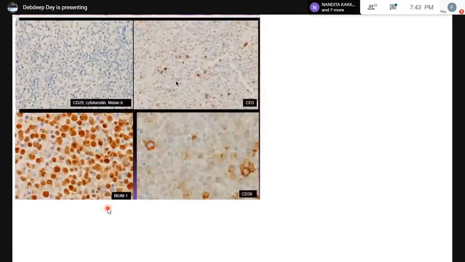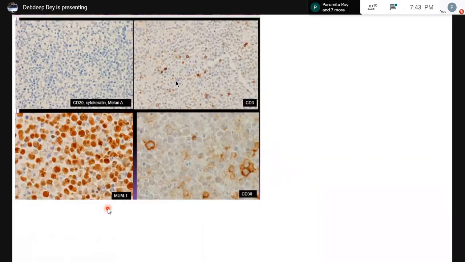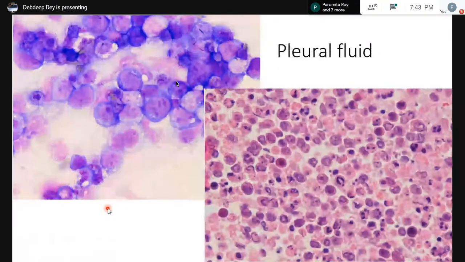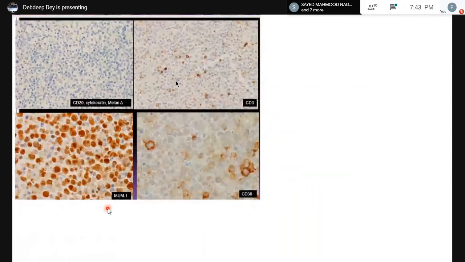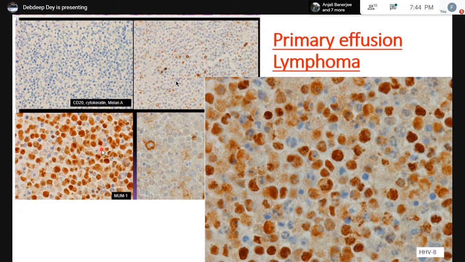So this is a case of a pleural fluid. As you can see, large cells with immunoblastic and plasmablastic features, and the cell block showing a large number of apoptotic bodies. When you do your CD20, cytokeratin, melanin, all are negative. CD3 stains the odd background reactive T lymphocytes. CD30 stains occasional cells, but MUM1 is positive. So is HHV8. So this is a primary effusion lymphoma.